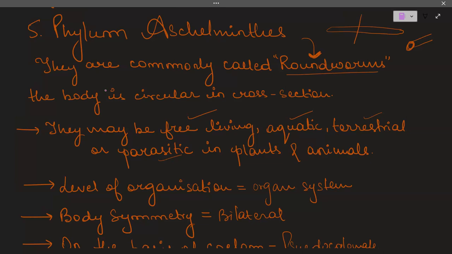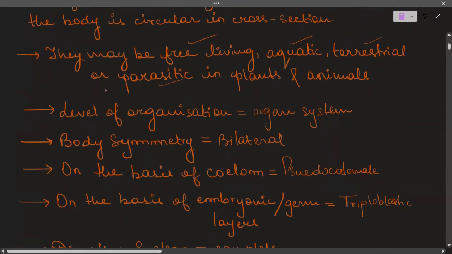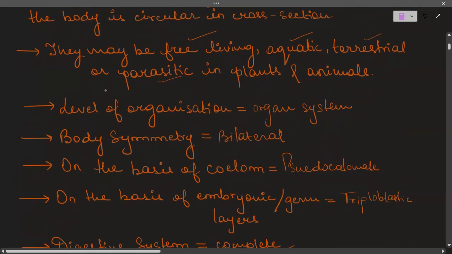Now they are free living, aquatic, terrestrial, or parasitic in plants and animals. They can be free living. Free living means they are not parasitic. Aquatic means they live in water. Terrestrial means they can live on land, or they can be parasitic, meaning they can be present inside other organisms such as the plants or animals.